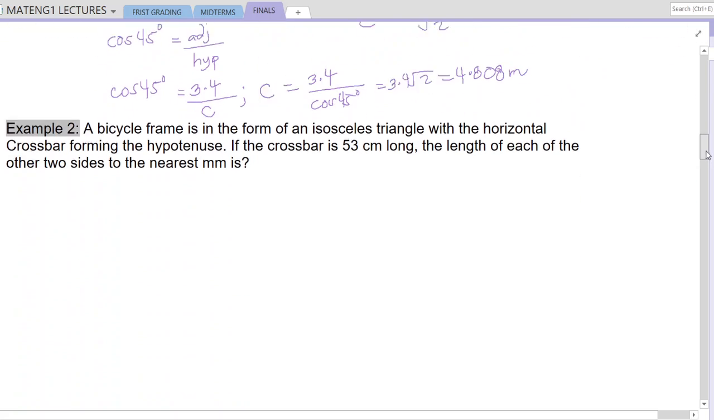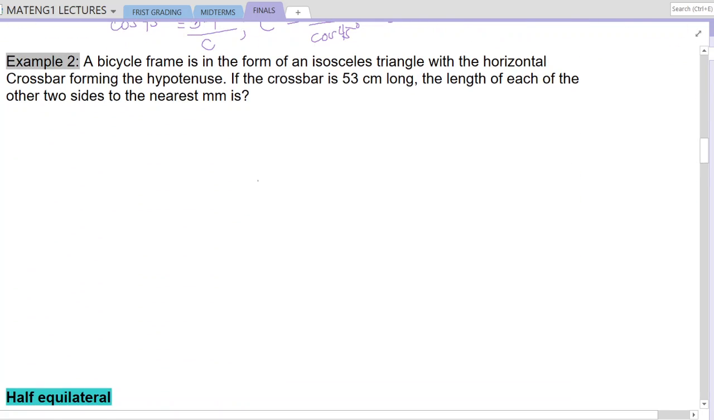Okay, we have there example number 2. A bicycle frame is in the form of an isosceles triangle with the horizontal crossbar forming the hypotenuse. So if this will be the horizontal, it says there that this will be the hypotenuse. Okay, so if the crossbar is 53 centimeters long, the length of each of the other two sides to the nearest millimeters is the requirement.